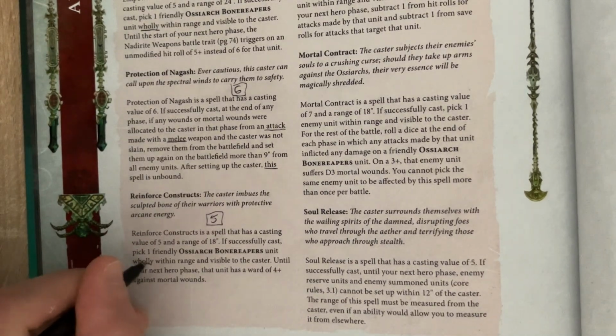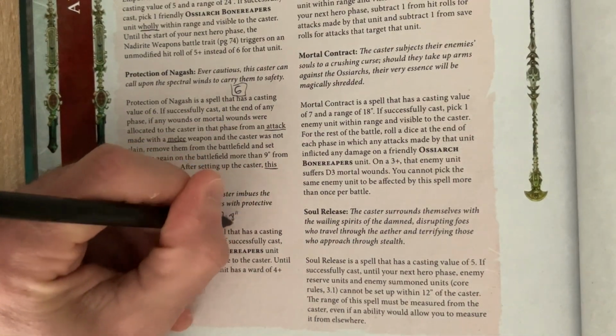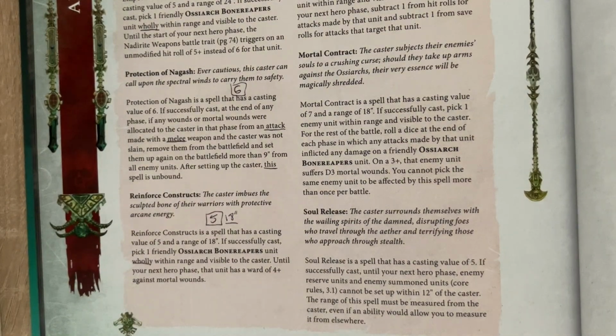18, wholly within range. All right. Pick one friendly Ossiarch Bone Reapers unit wholly within range, visible until your next hero phase. That unit has a ward of 4+ against mortal wounds.